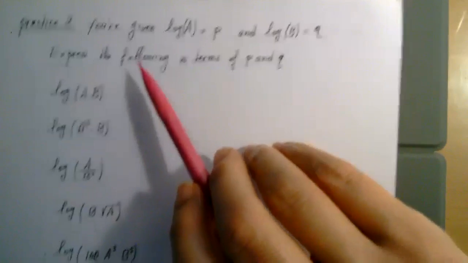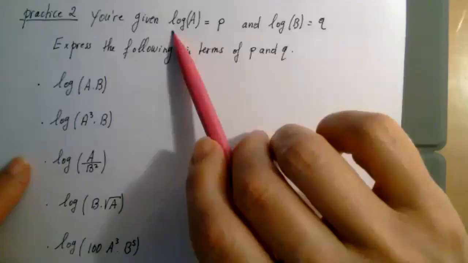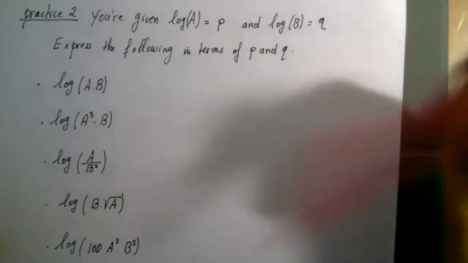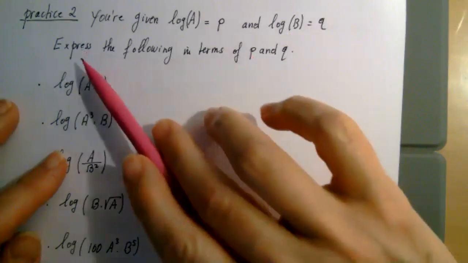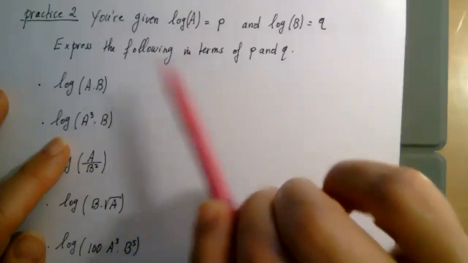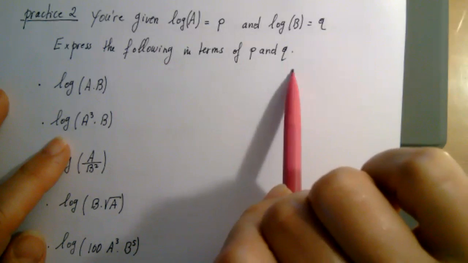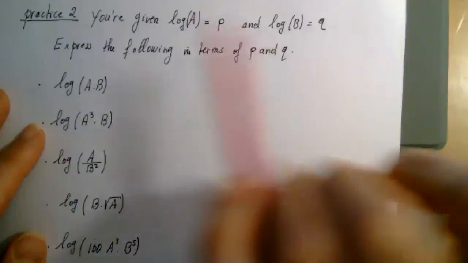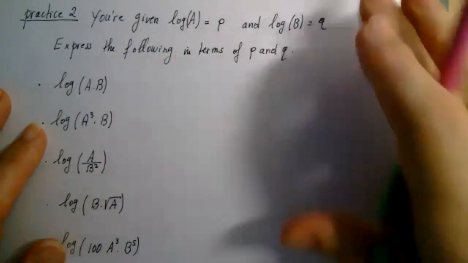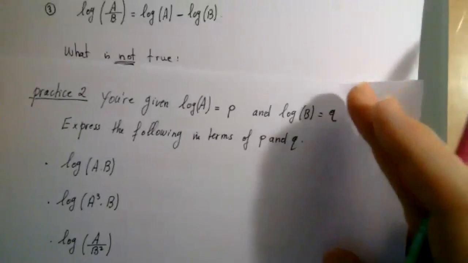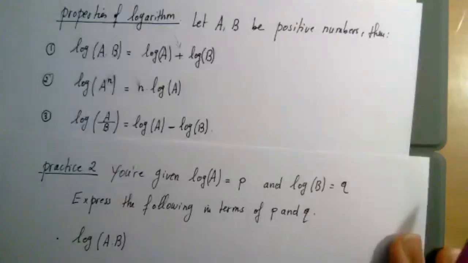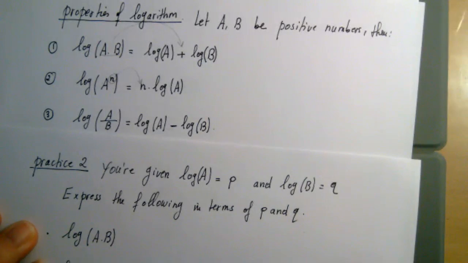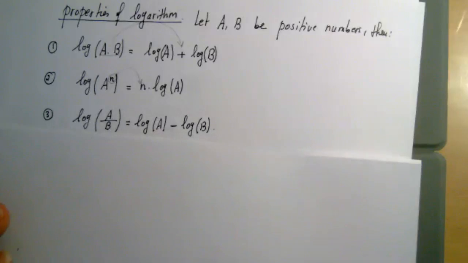So another problem is the following. This time, I'm not going to give you numbers. This is practice 2. I tell you, log A is a number P. I didn't give it its value, but don't worry about it. And the log of B is some Q. My question is, express the following in terms of P and Q. Are you with me on the question? Again, the properties are there. These are the properties I'm going to play with. So my first problem is the log of A times B.